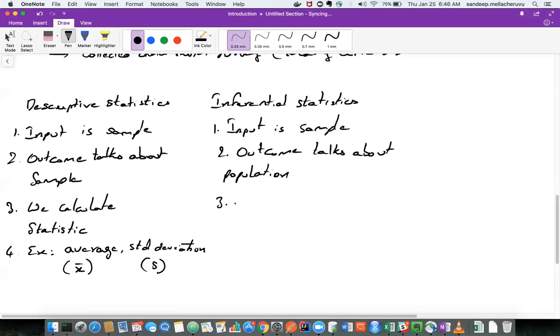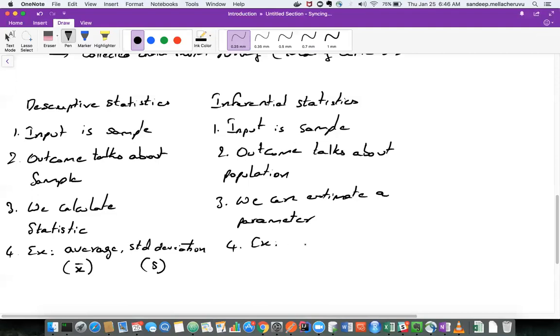And in inferential statistics, whatever we talk about is the population. Anyway, we cannot get the exact value of the population. What we can do is estimate a parameter. Whatever we estimate in inferential statistics is called a parameter. It's not called a statistic.